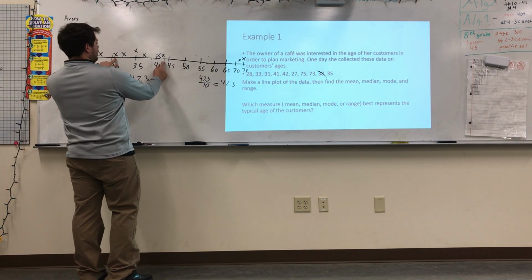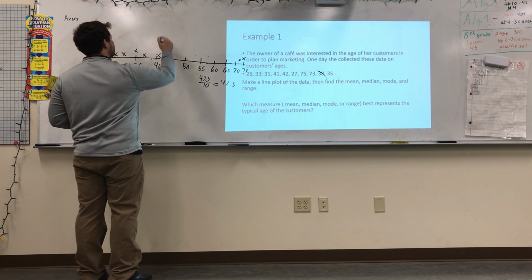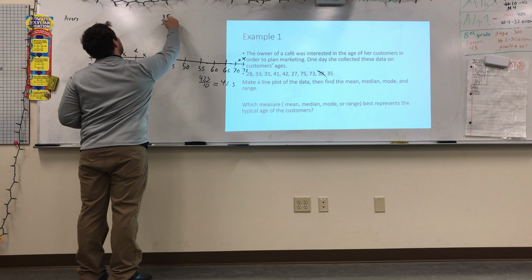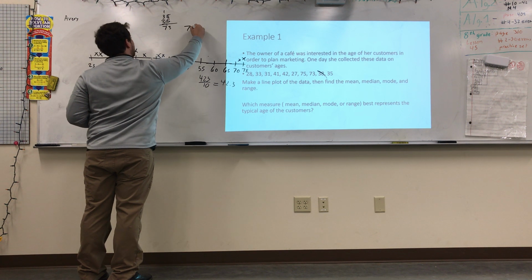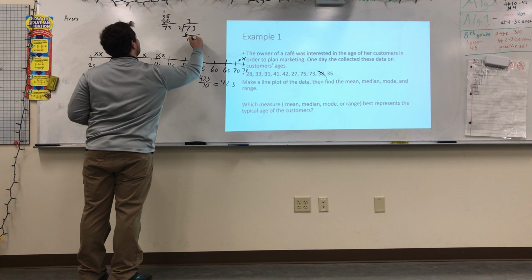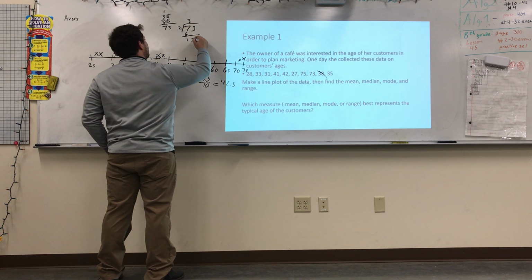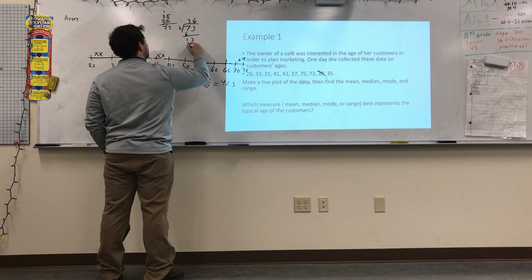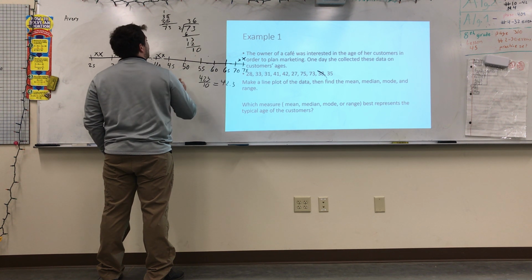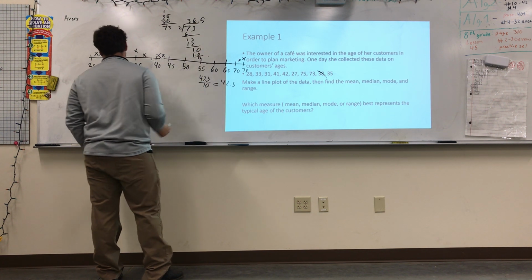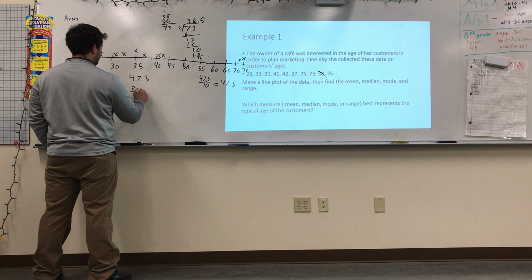Two gone. So now we're here, here, we're in the middle of these two. So we have 35 and 38. Add these together, and we get 73. Now we're going to divide that by 2, which gives 36.5. So the median was 36.5.